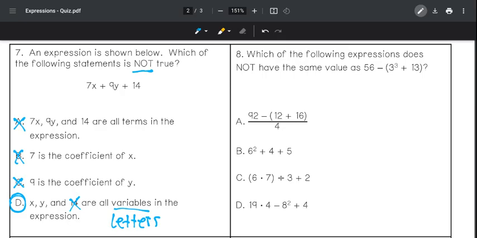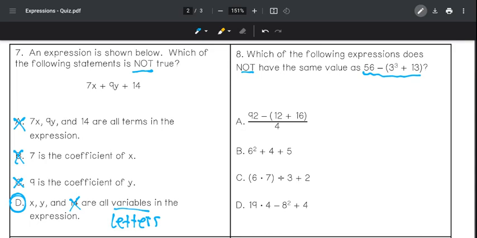All right, number 8, it says, which of the following expressions does not have the same value as if we solve that problem listed in the example? So what we need to do is solve this problem, get an answer, and then 3 of the answer choices should have the same answer and 1 will not, and we want the one that does not.